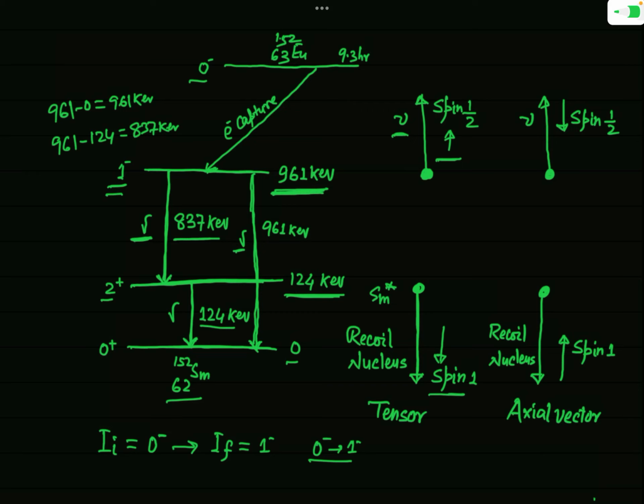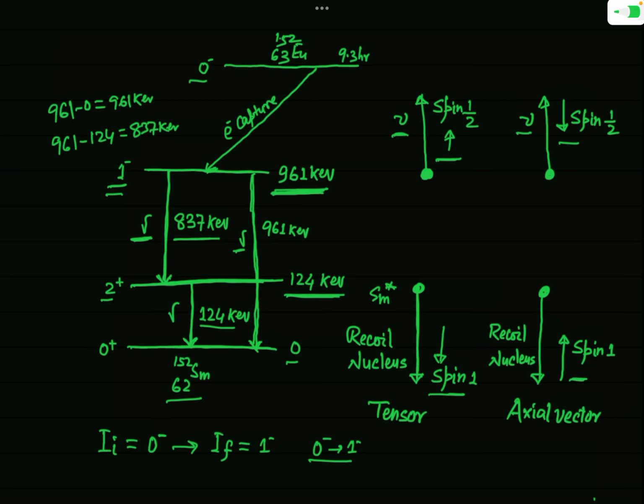This is the tensor interaction. This will take place when there is tensor interaction. But at the same time, you can imagine that it may be possible that the spin of this neutrino is in downward direction, and that of this recoil nucleus is in upward direction. So if the spin of the neutrino is downward and that of the recoil nucleus is upward, then it represents the axial vector interaction.